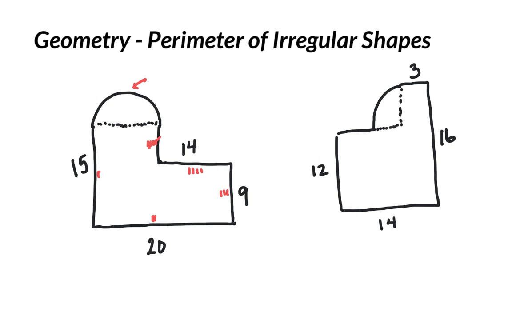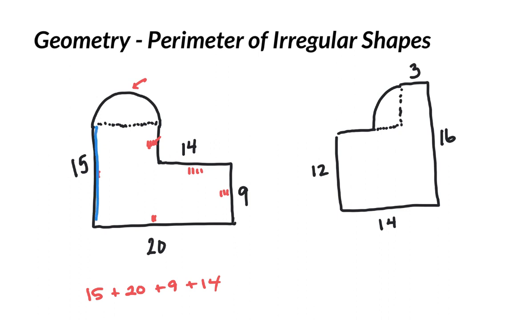You'll notice, of course, that the first side in my tally marks was 15. Then the next side was 20, and then 9, and then 14. But unfortunately, I don't have a length for that fifth side, so I'm going to figure out if I could find it.